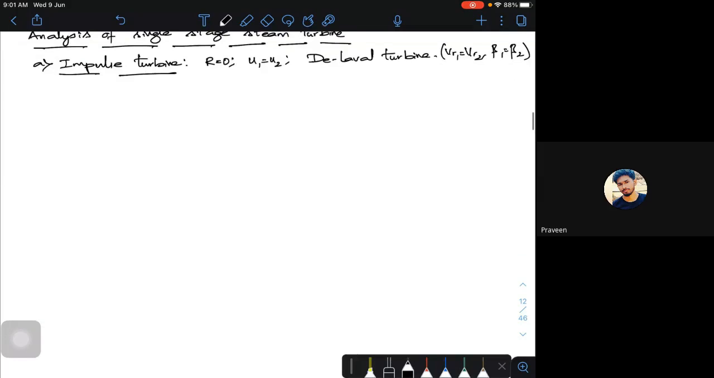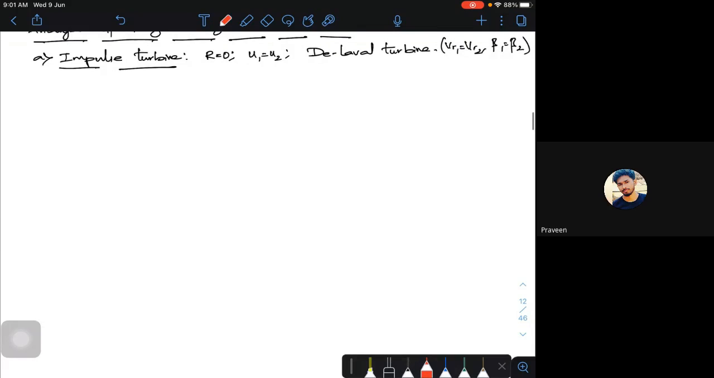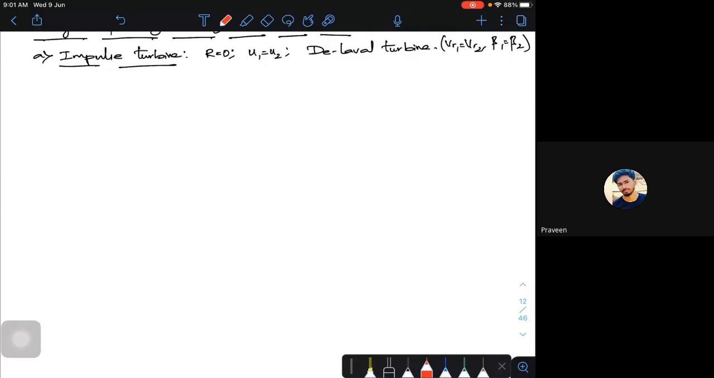Now let us try to draw the combined velocity triangle for this kind of impulse machine. I'll go with the combined velocity triangle with U. So this is my U. Then I'll be having my V1, this is my absolute velocity at the inlet. Then I have my VR1.